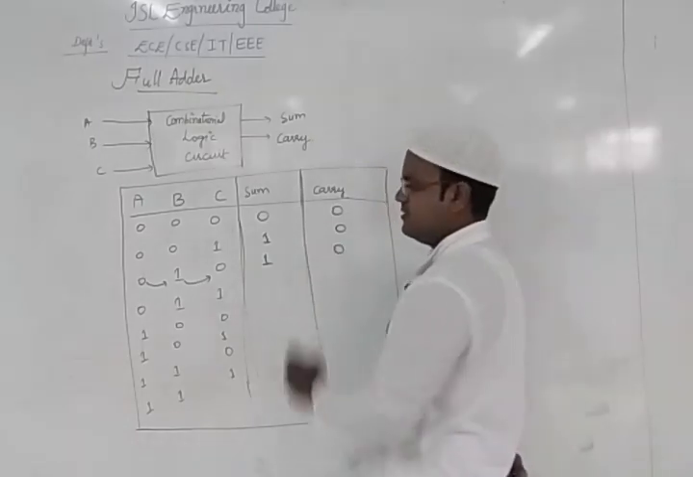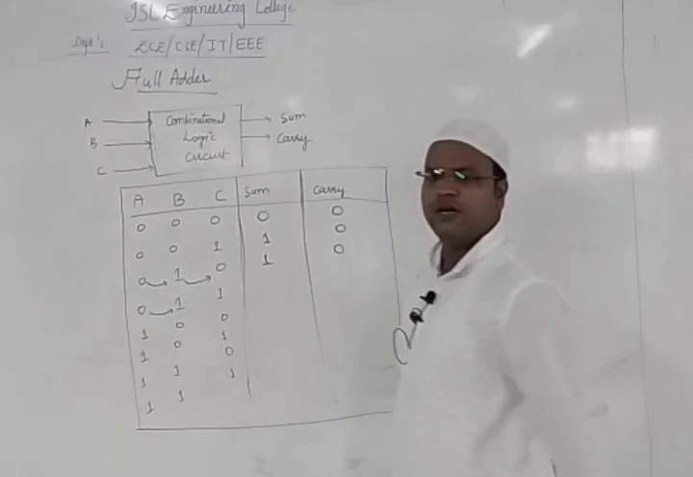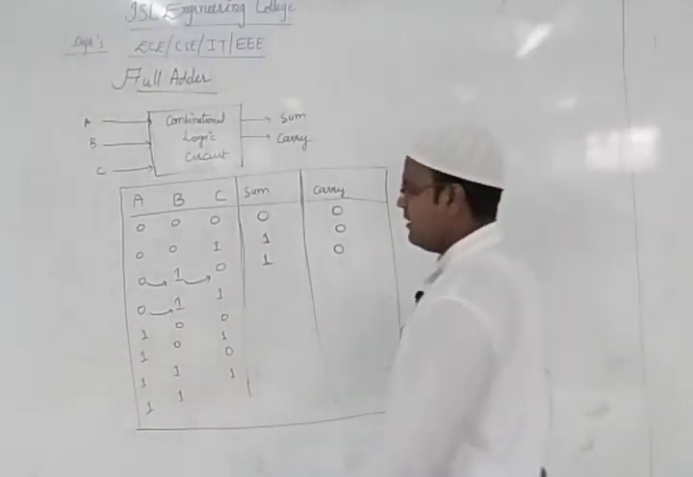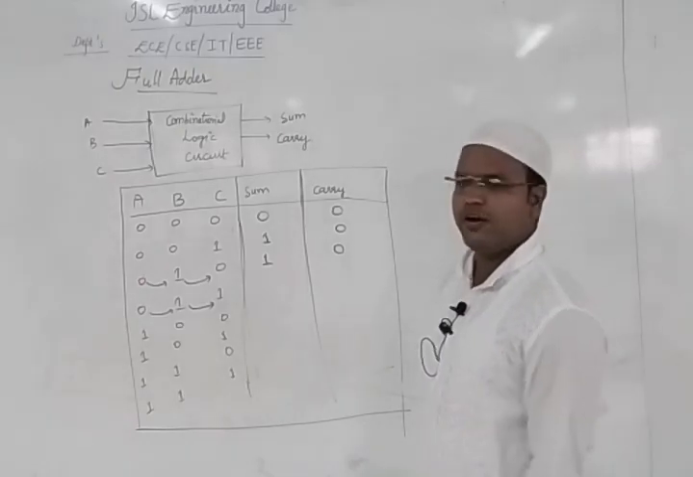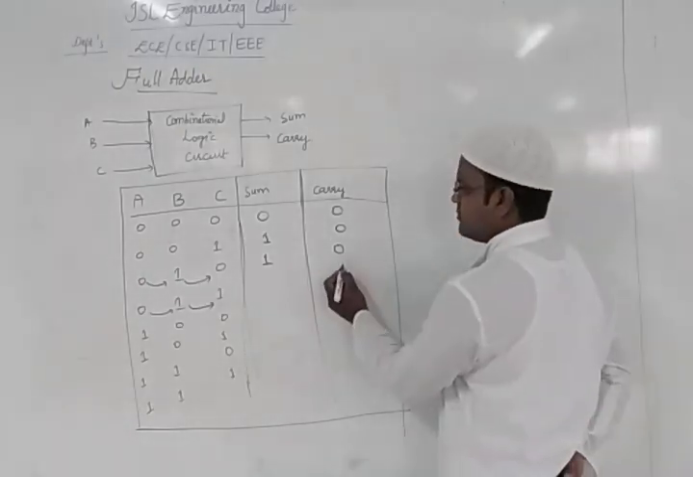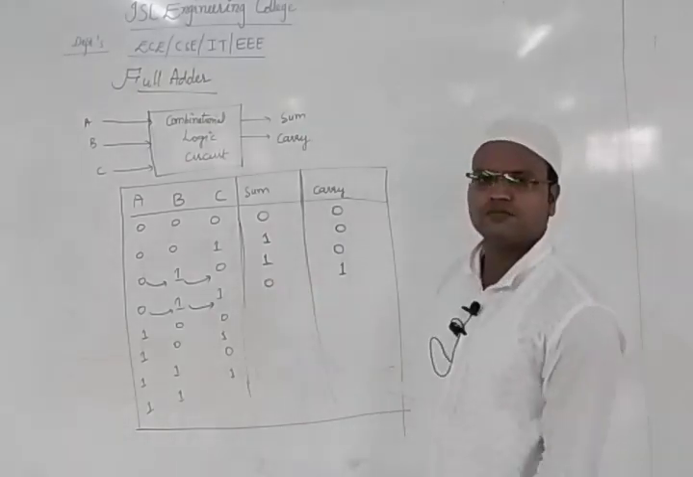There is no carry, 0. Similarly, for this 0 plus 1, it's 1. Again, 1 plus 1, it's 0. So how do we get it? To get the carry, we just want to get a 1, and the summation of that would be 0.